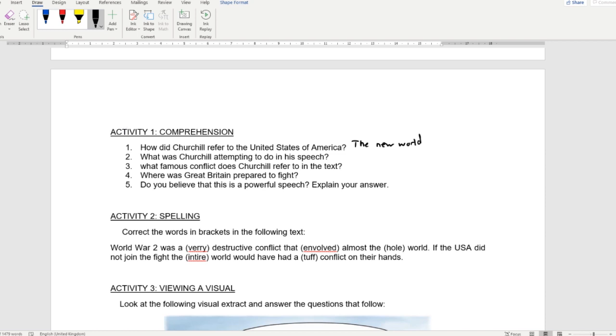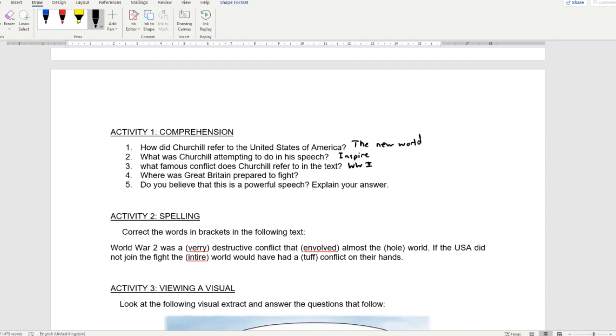What was Churchill attempting to do in his speech? It was to inspire his country. Things were looking grim and he wanted to inspire his country to fight on. 3. What famous conflict does Churchill refer to in his text? This was World War II. There we go.